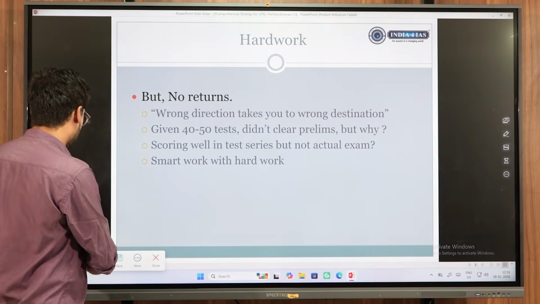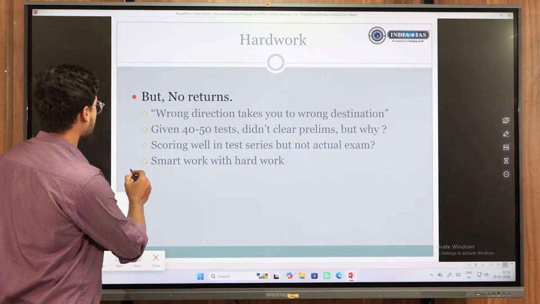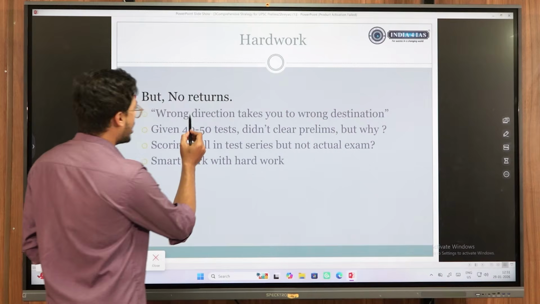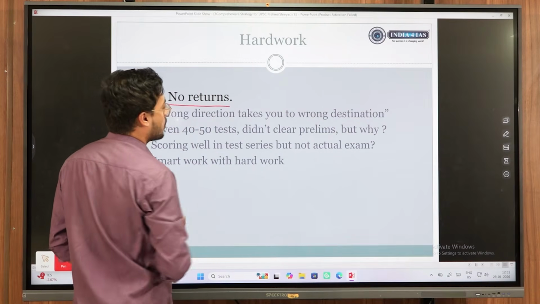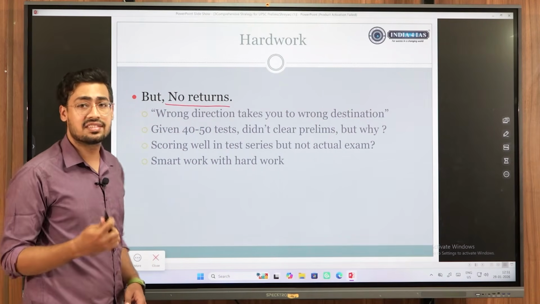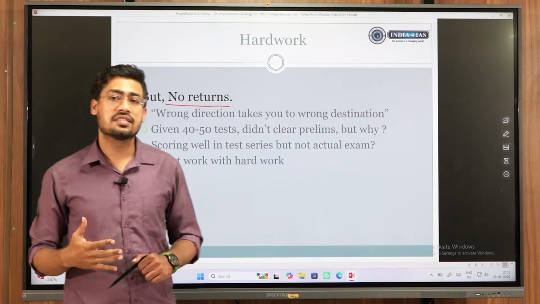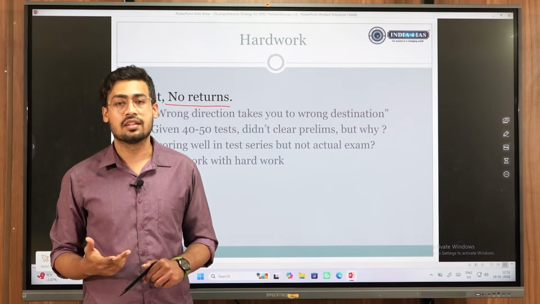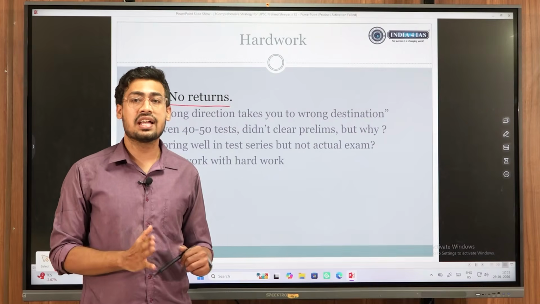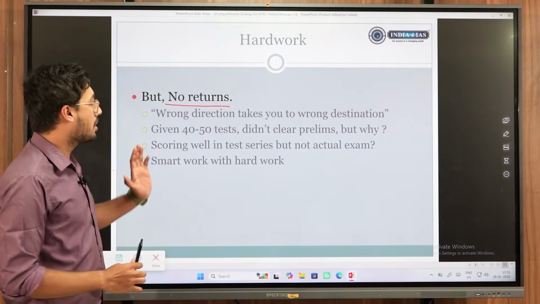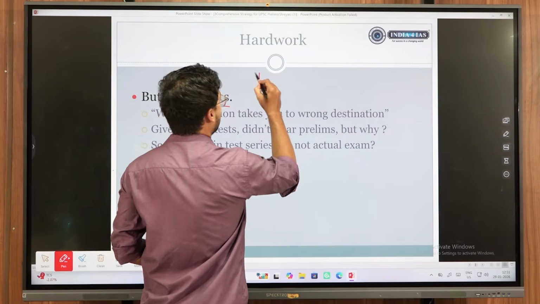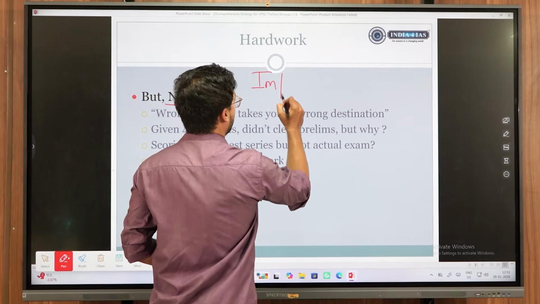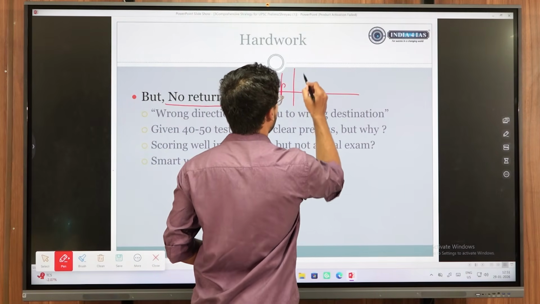Similarly, another confusion which aspirants face is that aspirants are doing hard work, but the returns are not proportional. So, why does this happen? See friends, if we take the wrong direction, we will definitely go towards the wrong destination. So, what is that wrong direction which an aspirant might take? Like I said previously, there are important topics and there are less important topics.